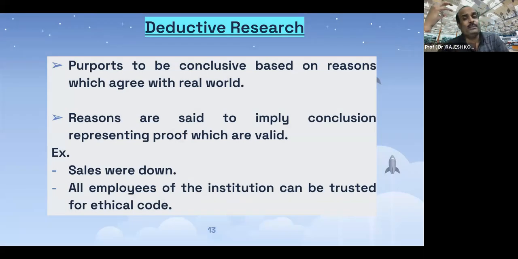I told you that on the basis of how you approach it, there is deductive research. It purports to reach conclusions based on reasons which agree with the real world. Deductive: from the whole you come to very specific things. Reasons are said to imply the conclusion, representing proof which is very valid. Like in marketing, if you say sales were down 5, or all employees of the institution can be trusted for the ethical code, it is a deductive approach.